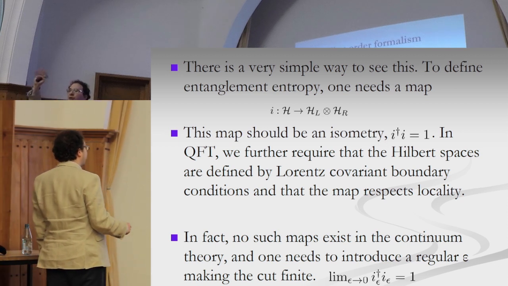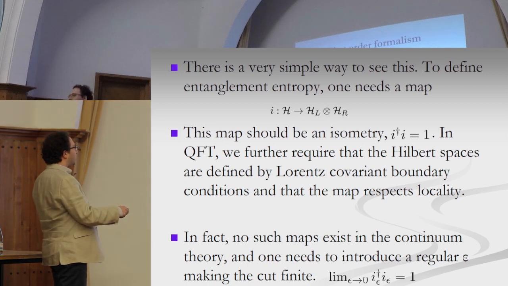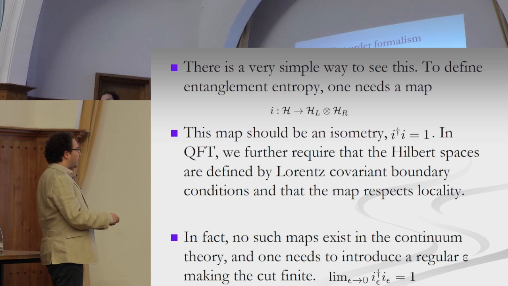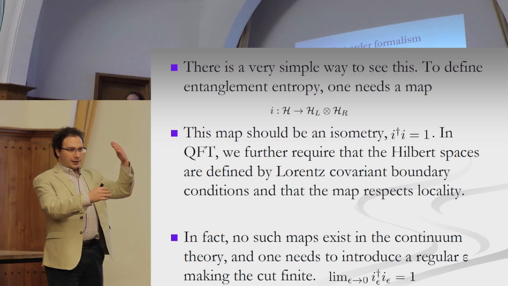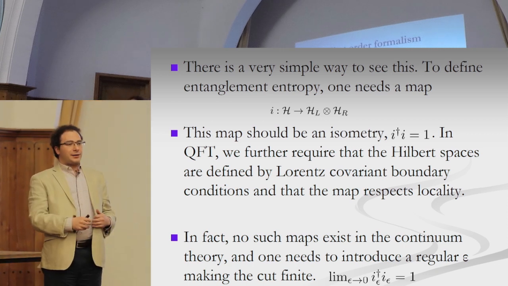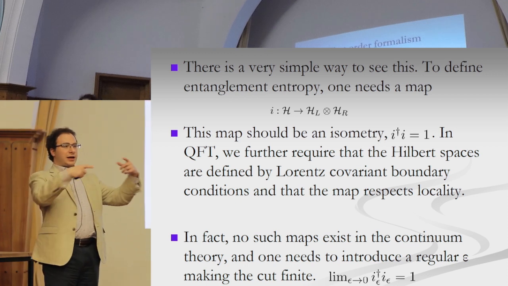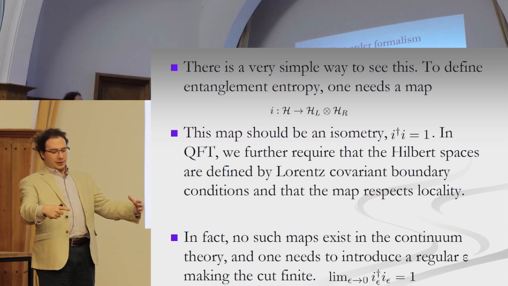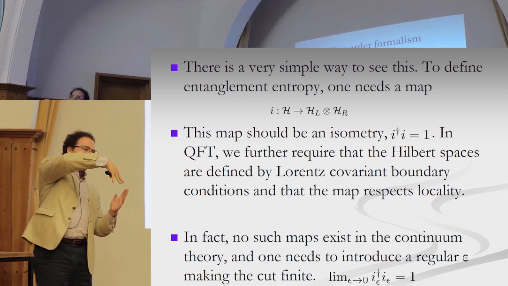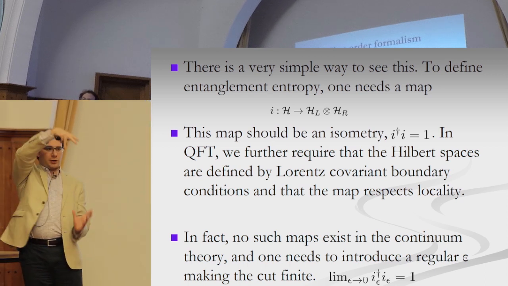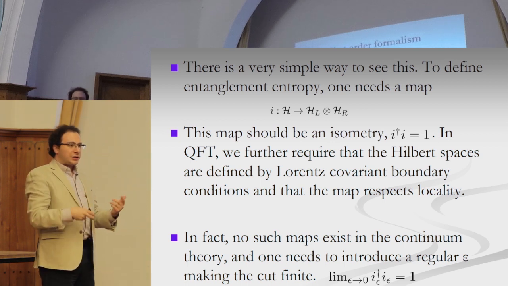And then in quantum field theory, we usually require that the Hilbert spaces of the two cut sides are defined by some Lorentz covariant boundary conditions. So I imagine I end the space at the entangling surface. So I have some region. The region has a boundary. And then I can look at the causal development of the region. So there's some null cone, two null cones, future and past null cones, which are glued along the boundary of the region that I'm talking about.